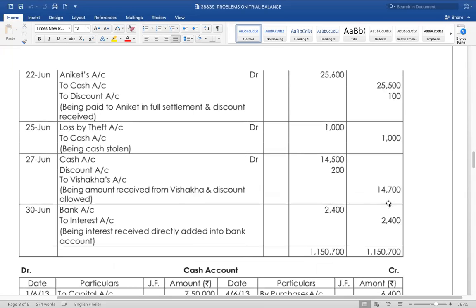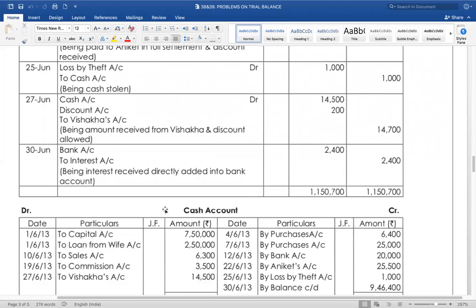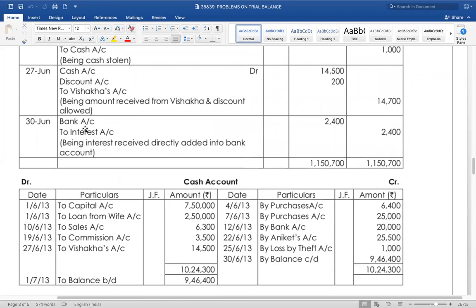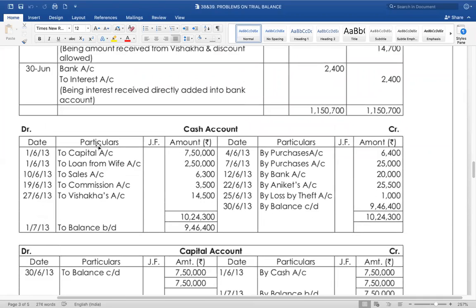Next, cash account debit 14,500. Discount account debit to Vishaka. So what we have to bother about is 14,500 only. So cash to Vishaka. Cash account debit to Vishaka 14,500. Okay, next. That's it. Over.